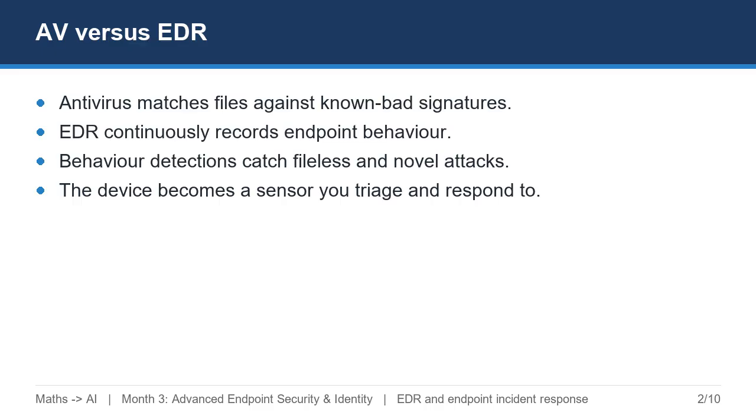Let's start with the core distinction. Traditional antivirus answers one question: does this file match a known bad signature? That's fine for commodity malware, but it's blind to fileless attacks and brand new payloads that have no signature yet. EDR, endpoint detection and response, changes the question entirely. It continuously records behavior, process creation, command lines, network connections, registry changes, and detects suspicious activity, not just bad hashes. The device becomes a sensor, and your job is to triage what it reports.